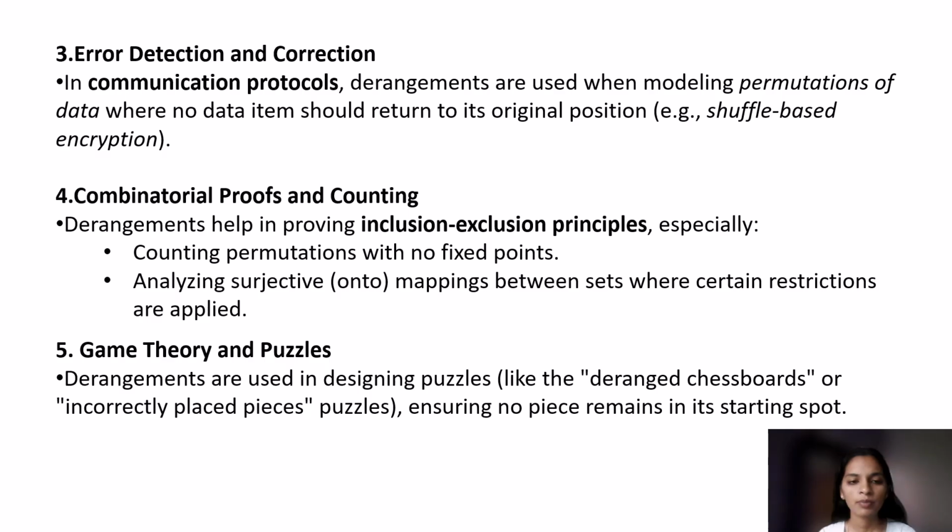Combinatorial proofs and counting. Derangements help in proving inclusion exclusion principles, especially counting permutations with no fixed points, and analyzing surjective mappings between sets where certain restrictions are applied. Game theory puzzles: derangements are used in designing puzzles like deranged chessboards or incorrectly placed pieces puzzles, ensuring no piece remains in its starting point spot.